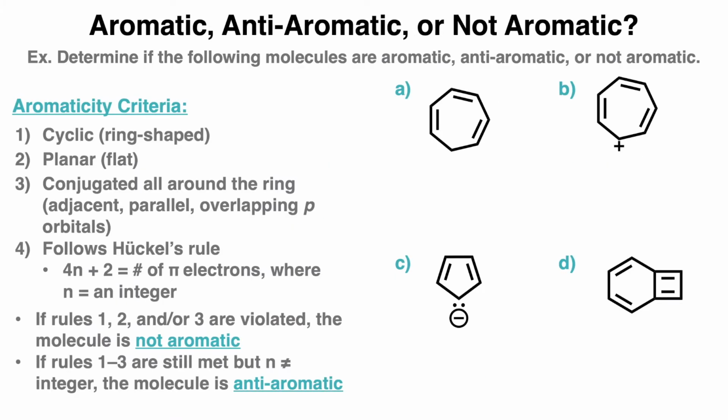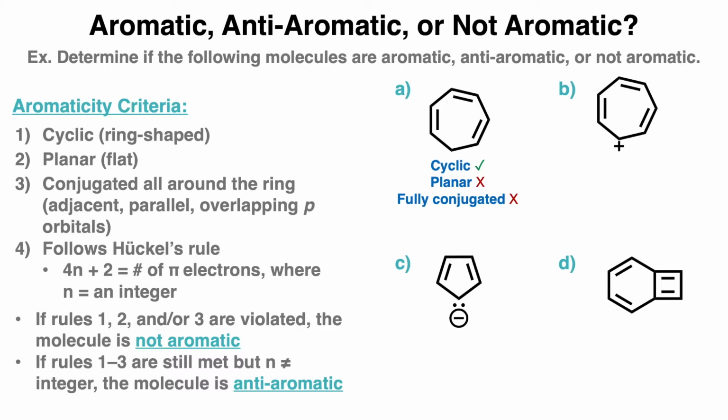Now let's determine if the following molecules are aromatic, anti-aromatic, or not aromatic. For your convenience, I listed the aromaticity criteria again on the left-hand side. In example A, the molecule is cyclic, however, it is not planar. The carbon atom at the bottom is sp3 hybridized because it is connected to 2 hydrogen atoms. Recall that sp3 hybridized atoms have a tetrahedral geometry which is not planar. So this molecule breaks rule number 2.